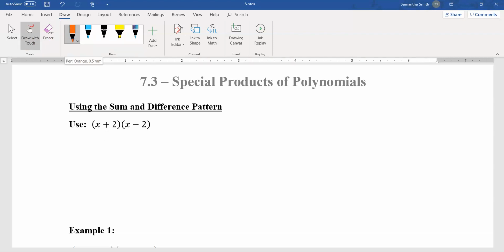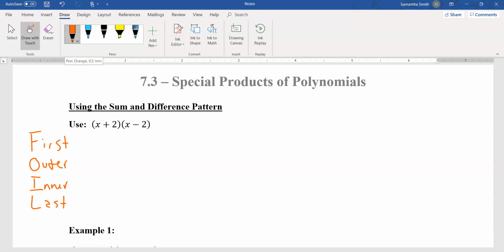So I'm going to do this using the FOIL method to get as much practice using FOIL as possible. If you remember from a few videos back, FOIL stood for first, outer, inner, and last, which is basically the distributive property. It's just a fancy word. So we have x plus 2 and then x minus 2.